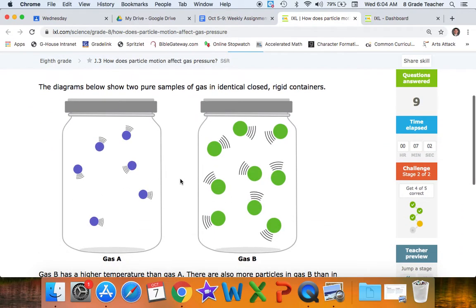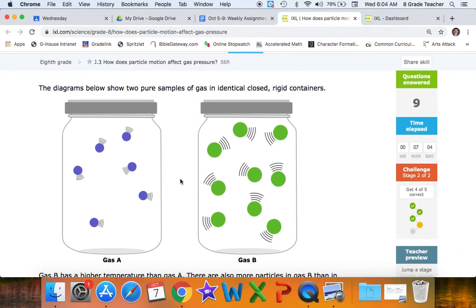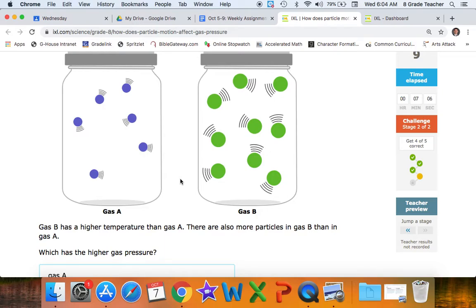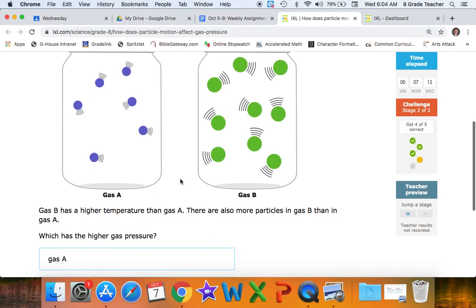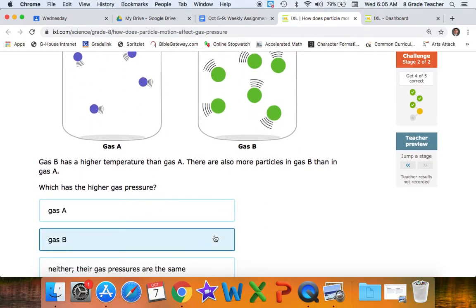The diagram below shows 2 pure samples of gas in identical closed rigid containers. Gas B has a higher temperature than gas A. There are also more particles in gas B than in gas A. Which has a higher gas pressure? Well, a higher temperature results in higher pressure, and more particles results in higher pressure. Therefore, gas B is going to be our best bet.